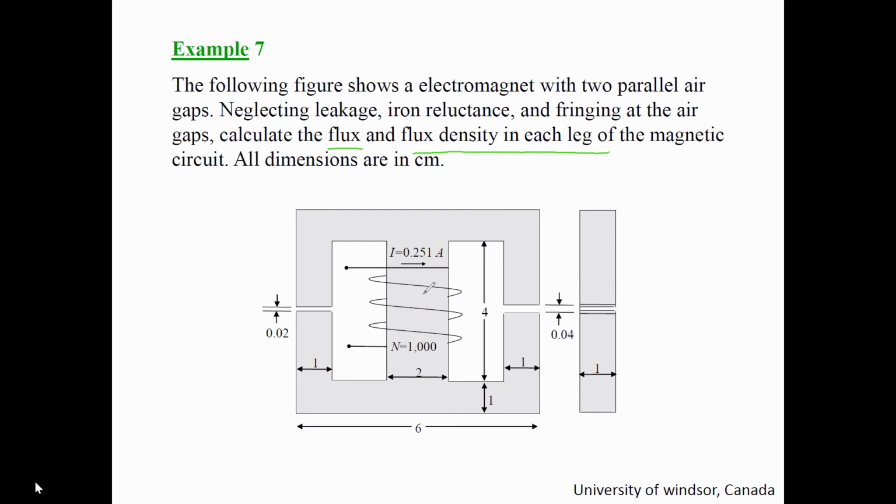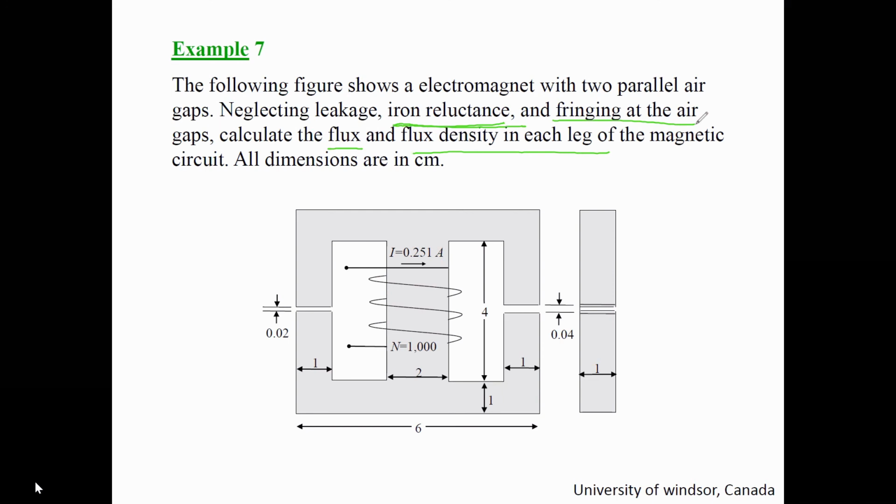We have a coil in the middle. We have an air gap, and we are neglecting many things here, so the circuit will be super easy. We are neglecting the leakage and the iron reluctance. This is important. What does that mean? If we are neglecting the material reluctance, it means there is no need to represent the core, only the air gap, right? And there is no fringing in the air gap.